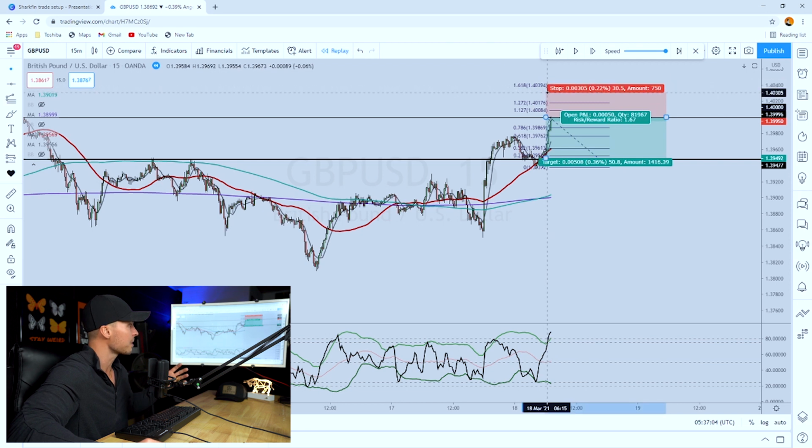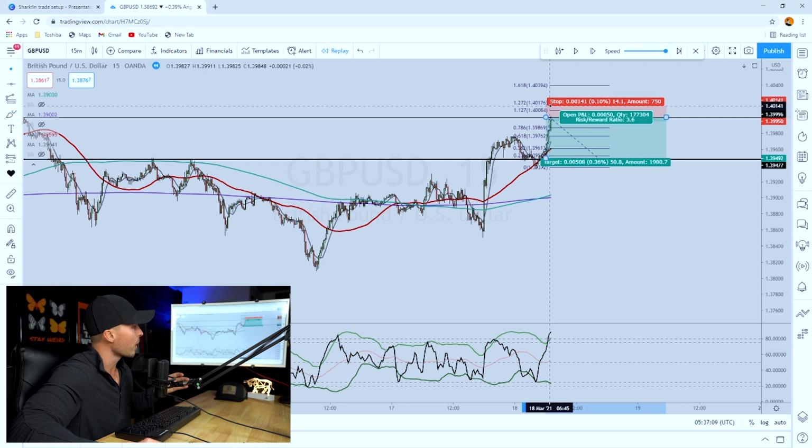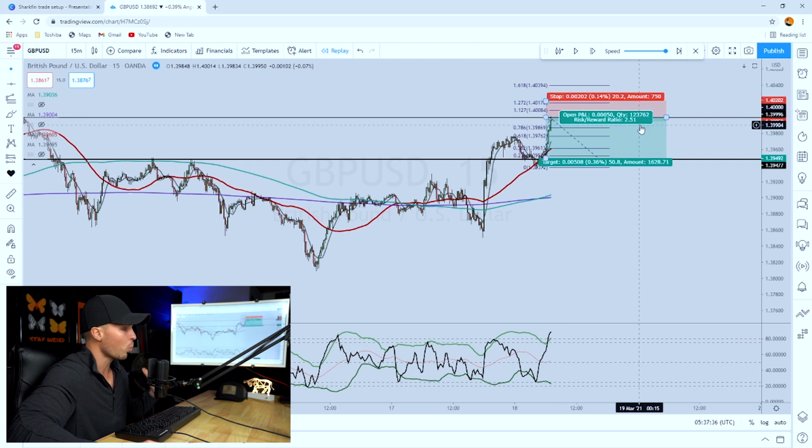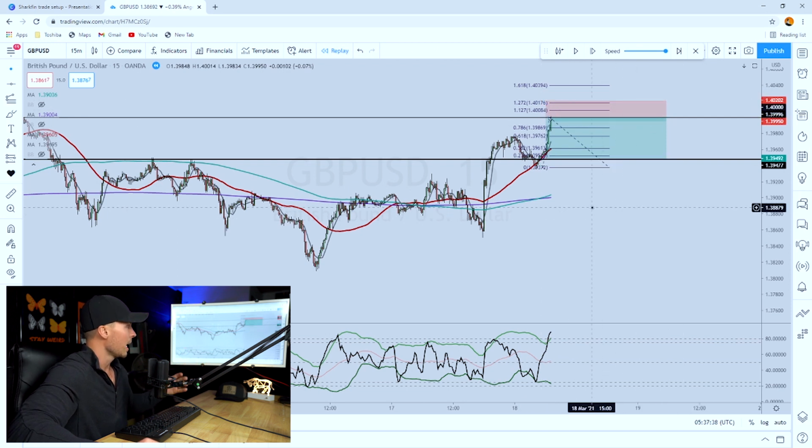So I normally place my stop loss anywhere from the 1.127 to the 1.272. Now, I don't want to hug this trade too much. If the nearest previous low was further away, we'd actually have a larger stop. But because the nearest previous low is pretty close, we're going to have a smaller stop right here. So I want at least a 1 to 2 risk to reward ratio. So I'm going to put my stop loss a little bit above the 1.272. And that's just how I do it.